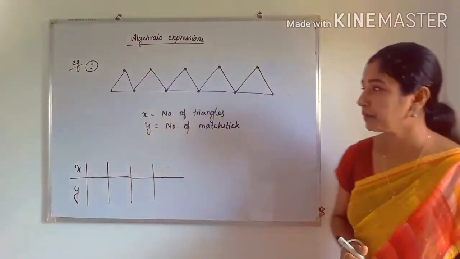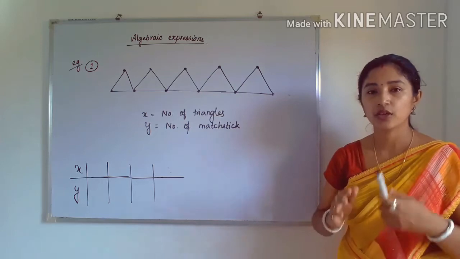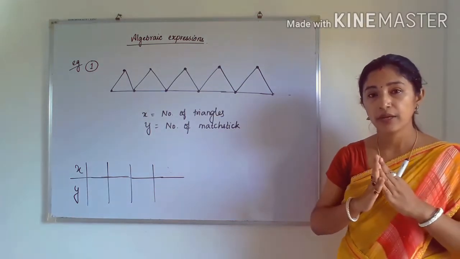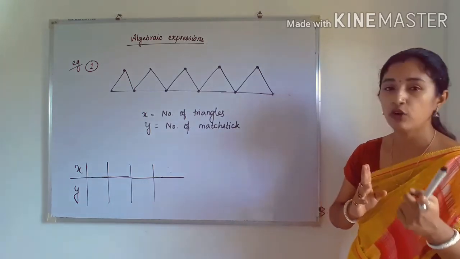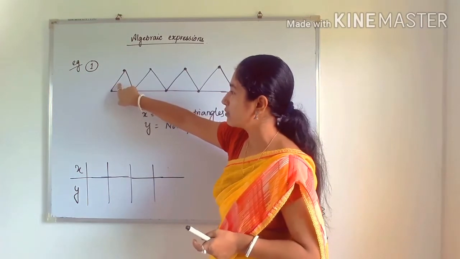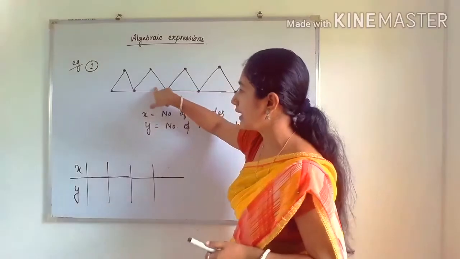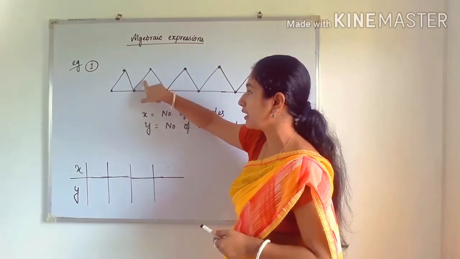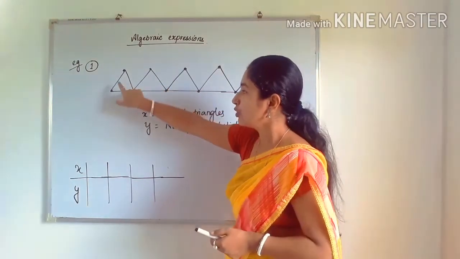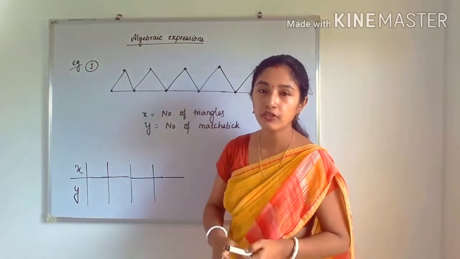See the first example. What I have taken here, I am making triangles using 3 matchsticks at a time. I am making one triangle. See, the first triangle is formed by using 3 matchsticks, 1, 2, 3. Similarly, for the second triangle, how many matchsticks am I taking again? Yes, 3 matchsticks. That means using a total of 6 matchsticks, I am making 2 triangles.